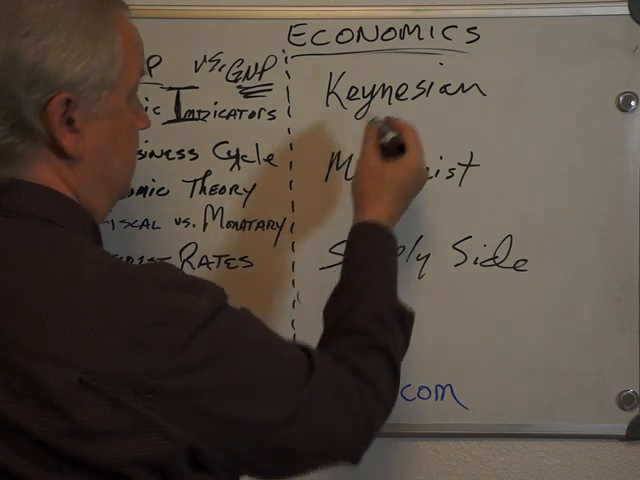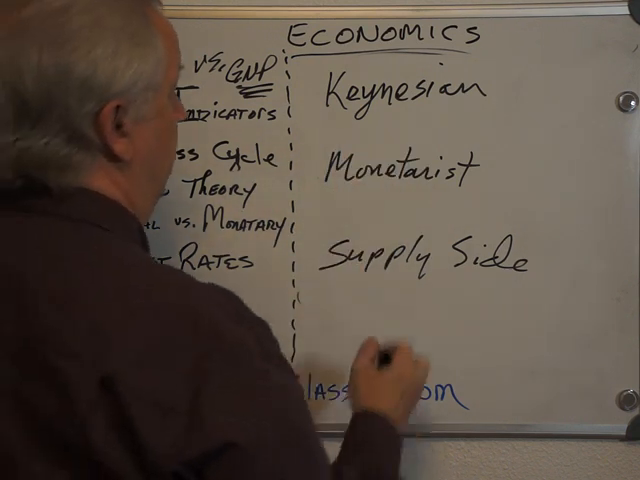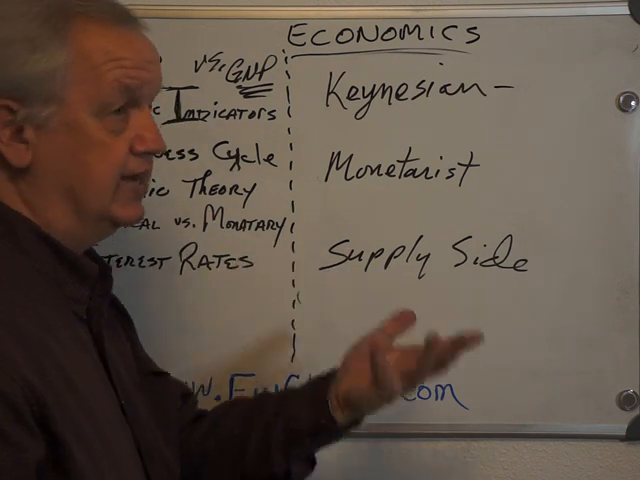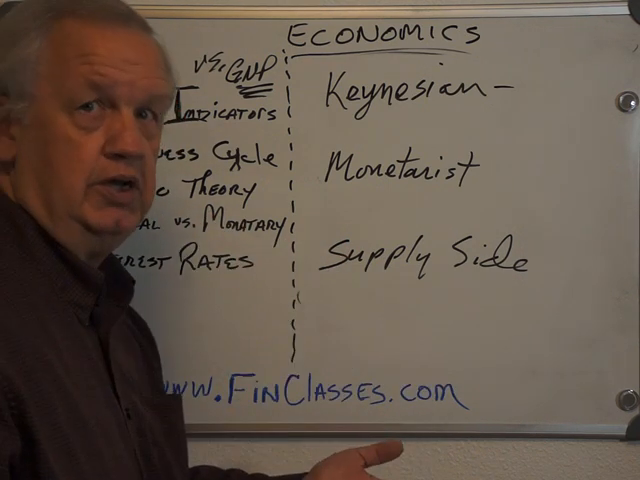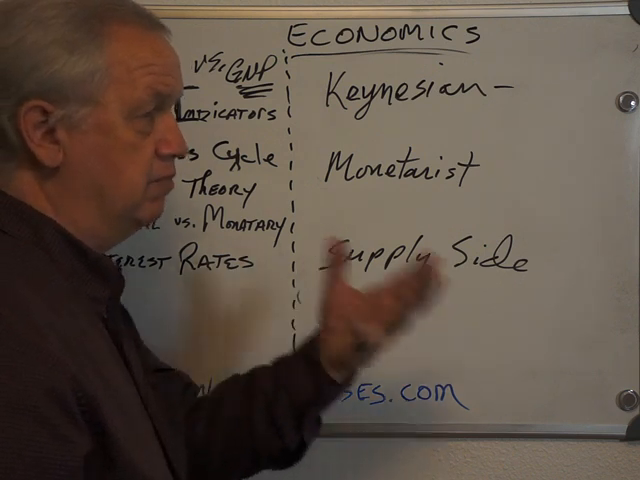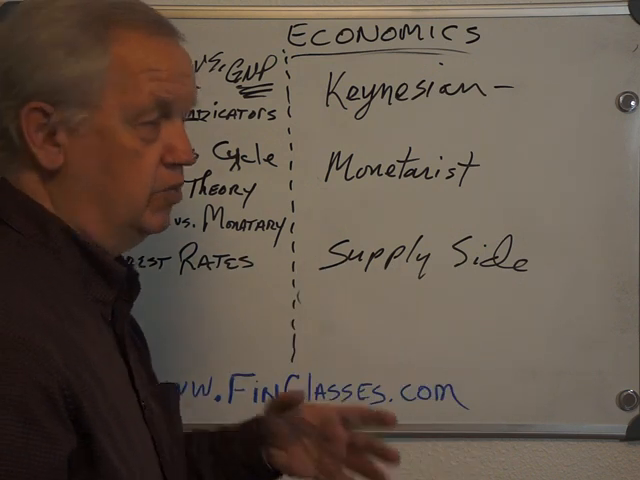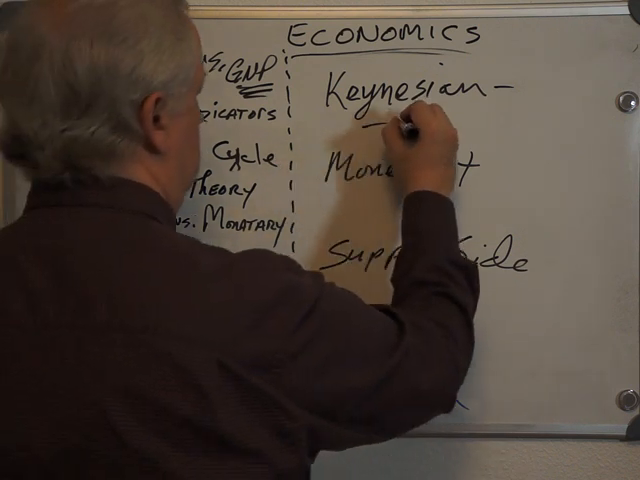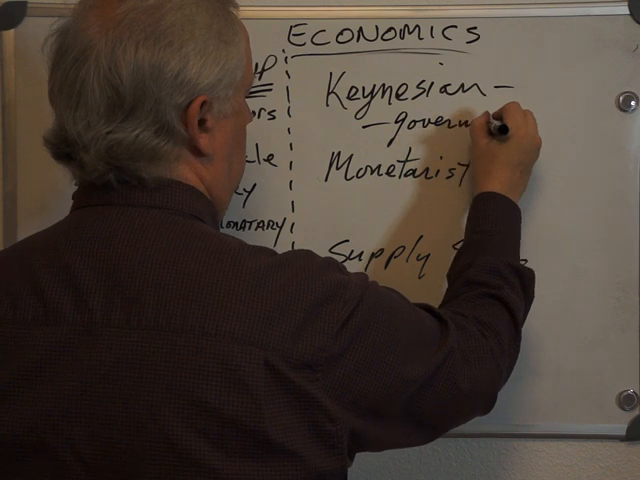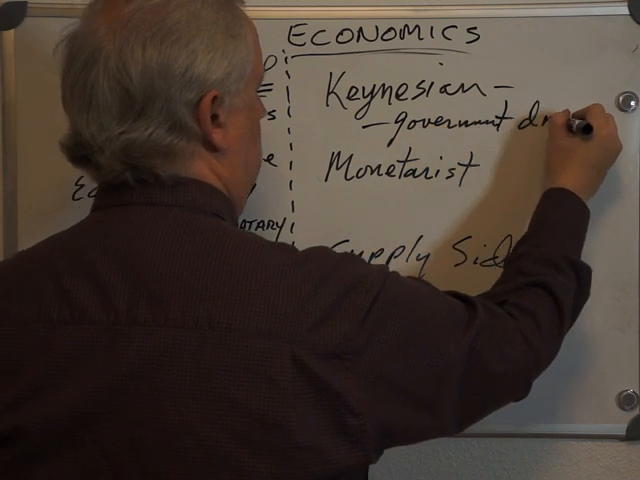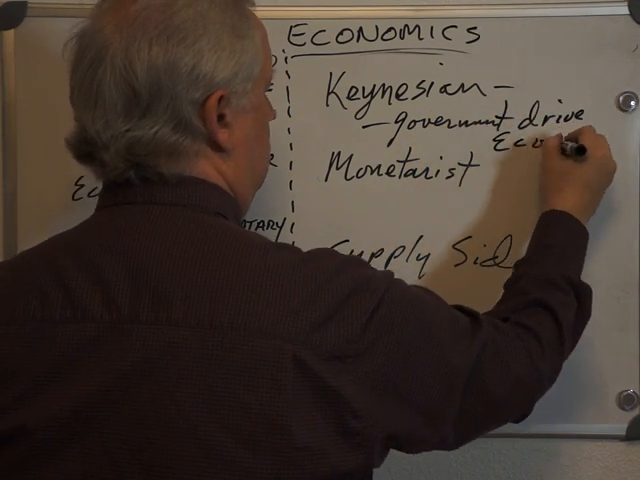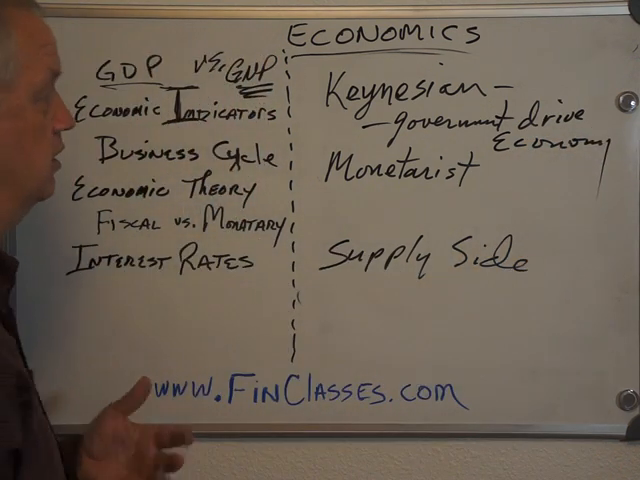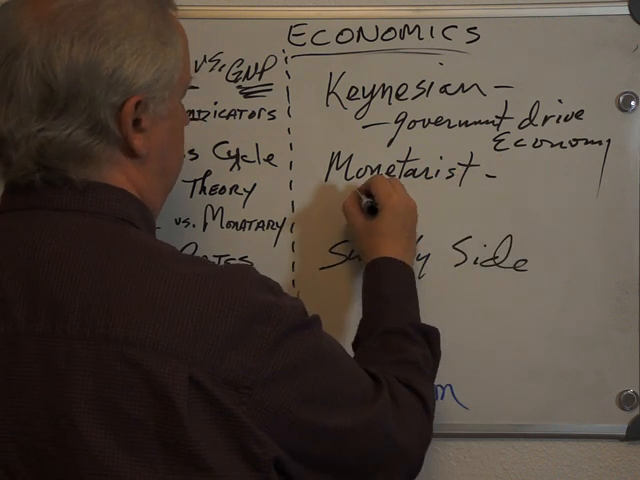This was done by John Maynard Keynes. And he simply said, hey, we need the government. We need them to tax us. We need them to tell us what we need to do. We need them to spend money to help this economy. We need them to dictate what happens. So, government drives the economy. Okay? Monetarist, this is done by Milton Friedman.